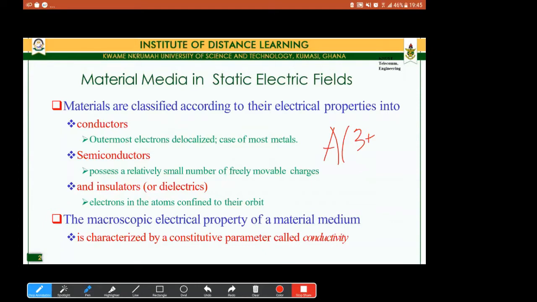Now, because those electrons are delocalized, if this is the material, which is copper, you have the positive centers. Why do you have positive centers? Because the electrons in the outermost shells are delocalized, and because they are delocalized, the atom becomes positive. So you have positive centers.